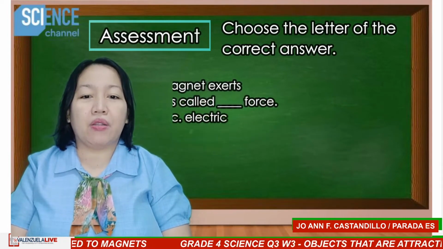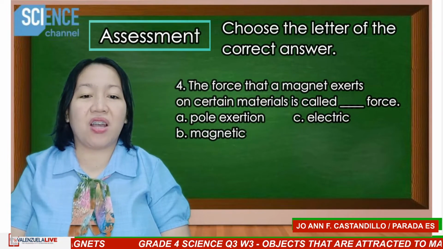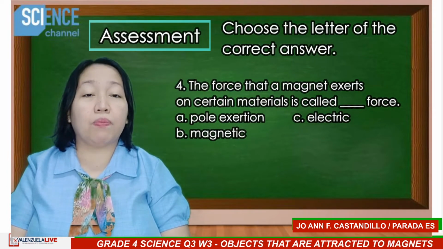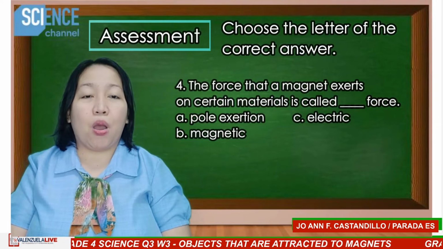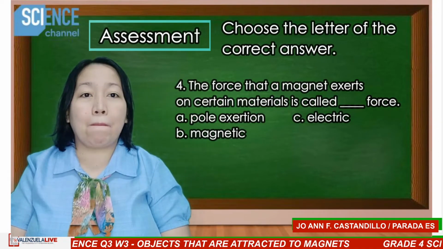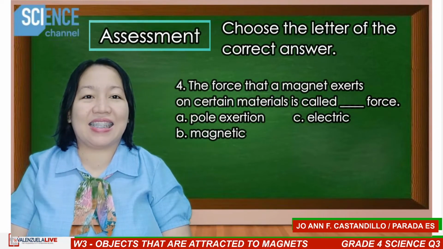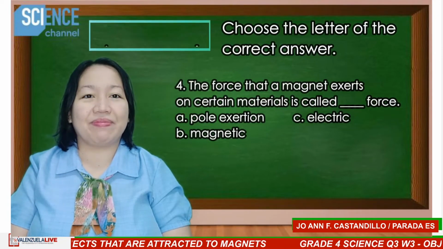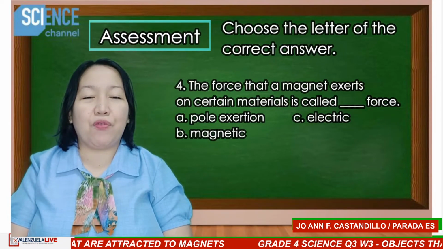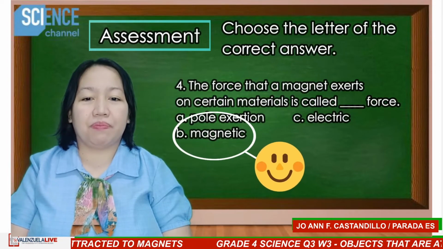Number 4. The force that a magnet exerts on certain materials is called blank force. A. Pole exertion. B. Magnetic. C. Electric. If your answer is B, awesome.